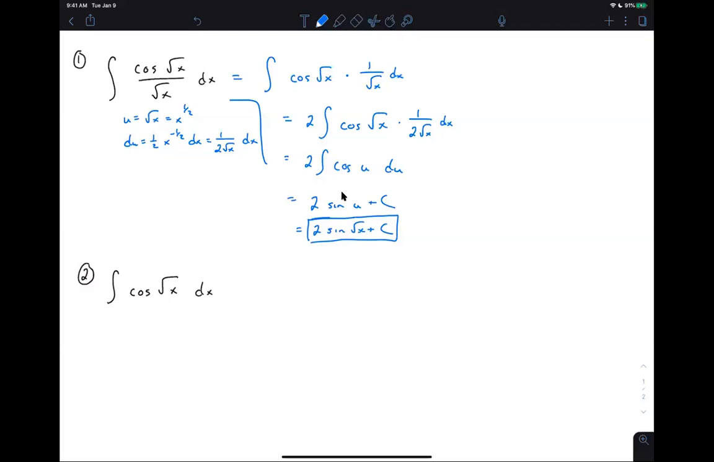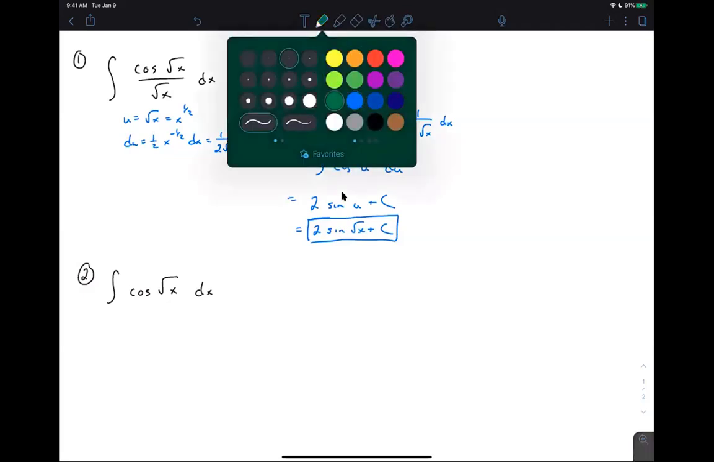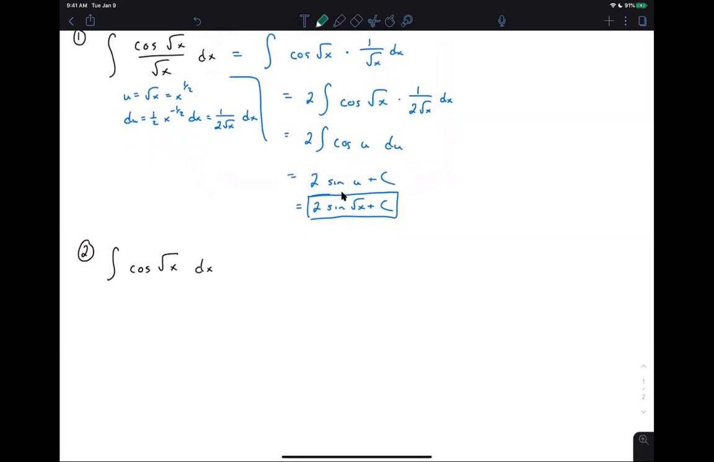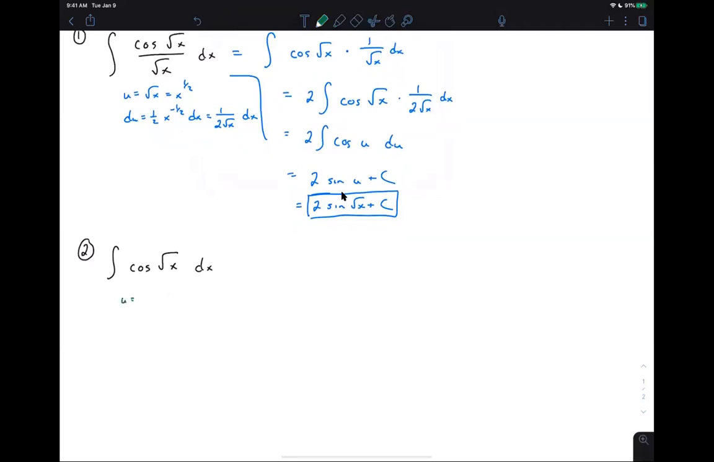All right. So on the second problem, we're going to do actually something similar. And so it's not clear that this is going to work at first, but we're going to have to cheat a lot to make this work. And so we're going to start by letting u equal square root of x, and du then is 1/2 x to the negative 1/2 dx, which is then 1 over 2 square root of x dx. And so I can go through and do the same thing. Well, no, I'm sorry, I cannot. So let's talk about that.